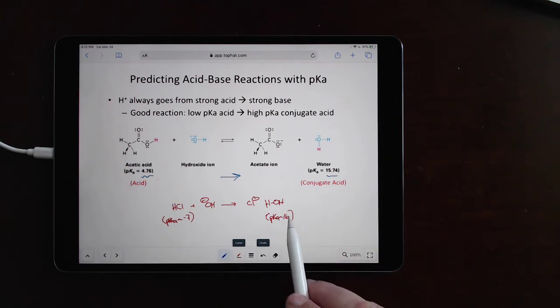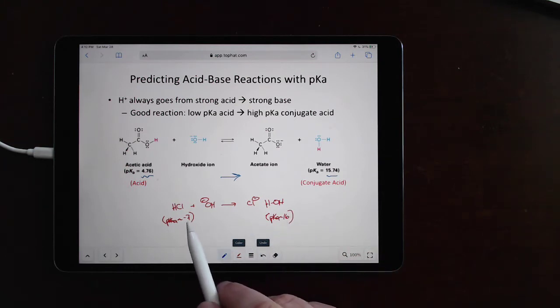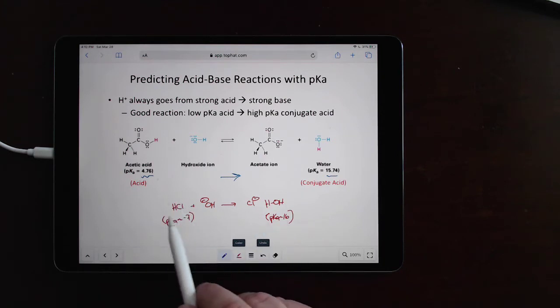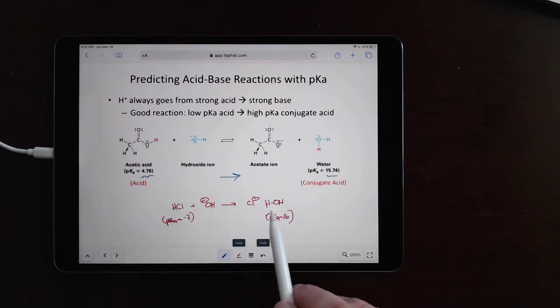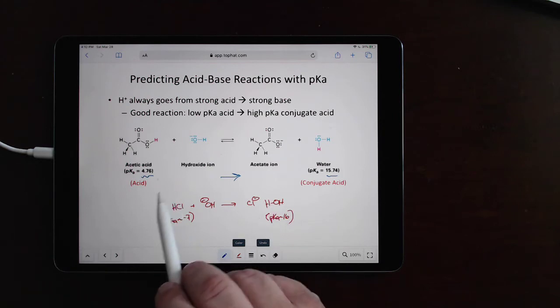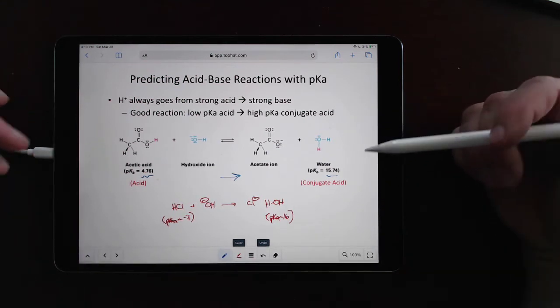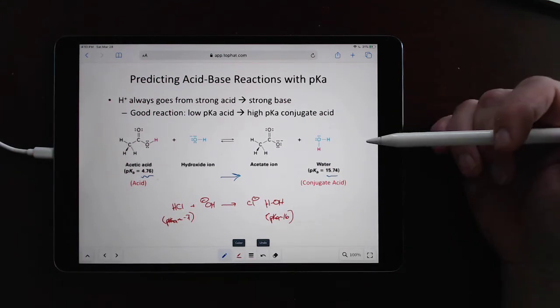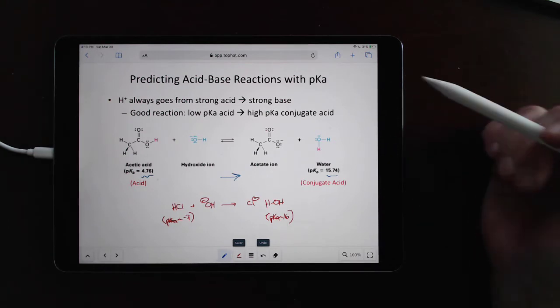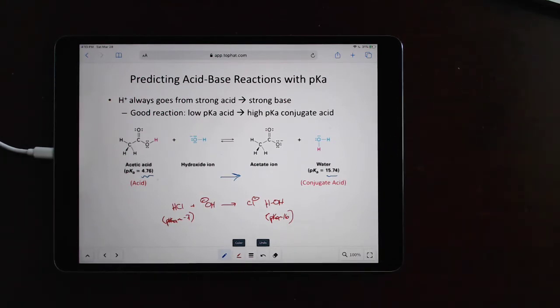So if you know this reaction, you know which way it's going to go. We're going from a very low pKa to a very high pKa. You don't even have to remember the numbers, but you're going from a strong acid to a weak acid. If you remember that reaction, this one works the exact same way. It's just a fancier molecule, but the rules still apply.